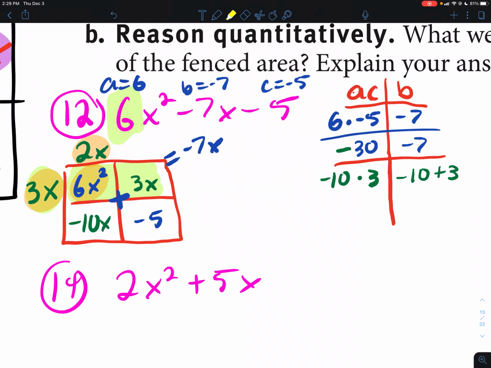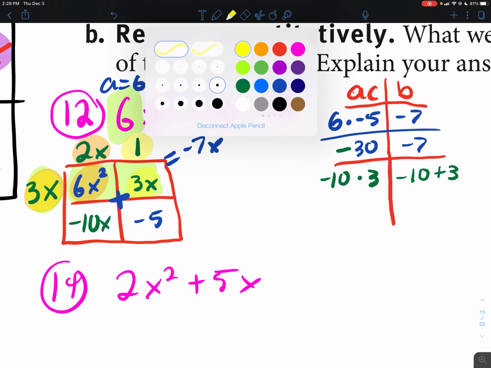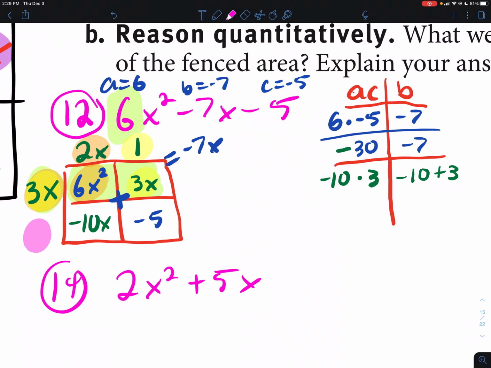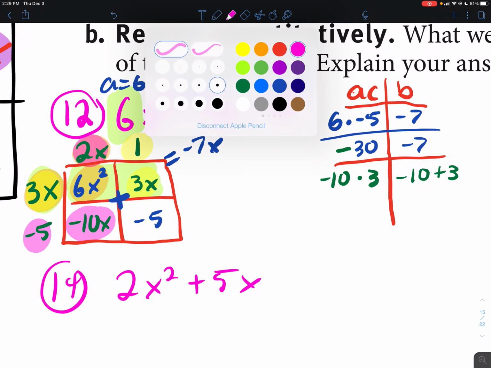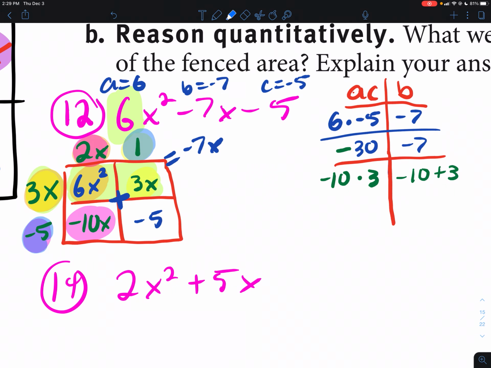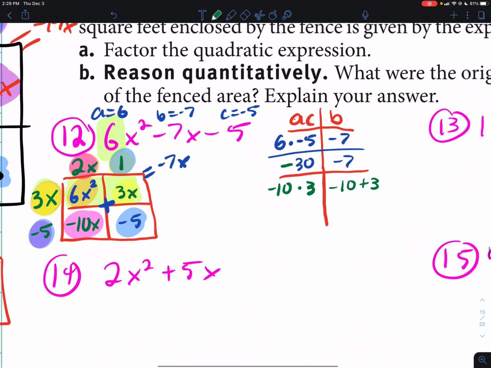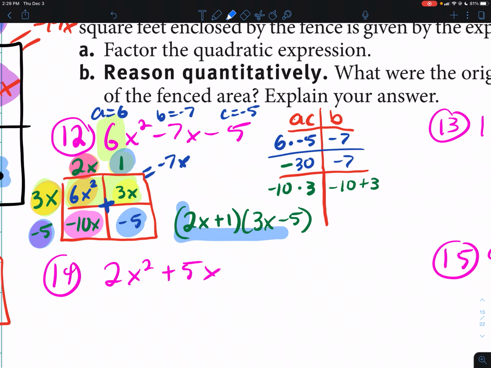And then what times 3x is 3x? Well, that would be 1 there. And then what times 2x would give us negative 10x? Well, that would have to be negative 5. And then we can check. 1 times negative 5 is indeed negative 5. So our answer for this one is going to be 2x plus 1 times 3x minus 5. And that's our answer.